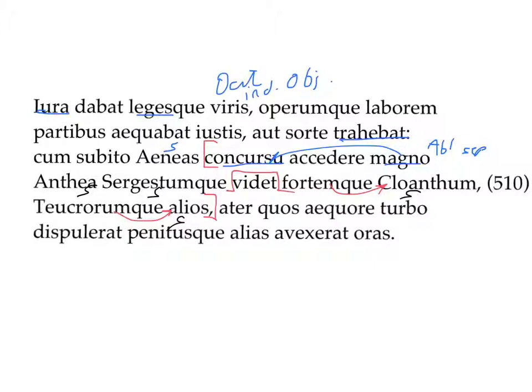A dark whirlwind in the sea. Ooh. Ater goes with turbo. Turbo is nominative. It doesn't look like it, but it is. In the sea, had dispersed and had carried inward to other shores. So we have accusative place where with oras. And our direct object of both of these verbs is quos. Cool. And let's go to the next slide.